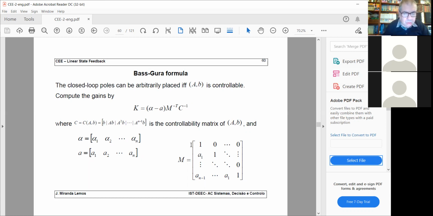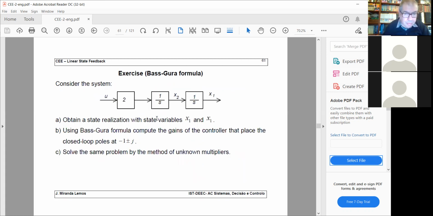So now I would like to prove this formula. Okay, we have seen one example of how to use it, but let's prove it.